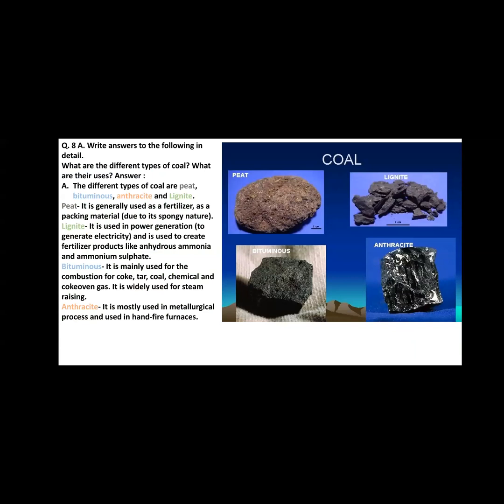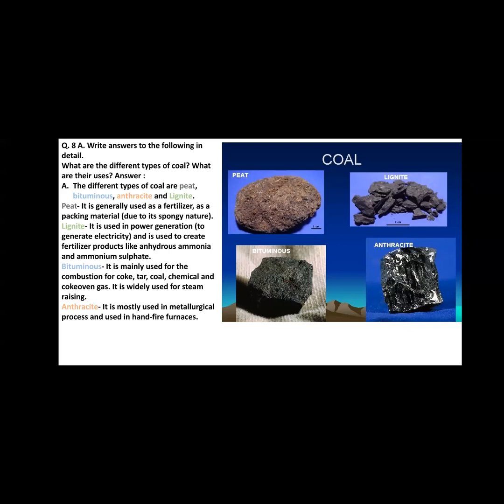Write the answer to the following in detail. What are the different types of coal? What are their uses? Answer. Now we have to list out the different types of coal. The different types of coal are peat, bituminous, anthracite, and lignite. Peat is generally used as fertilizer and as packing material due to its spongy nature. So peat is used as fertilizer, and it is spongy, so it can also be used for packing purposes.